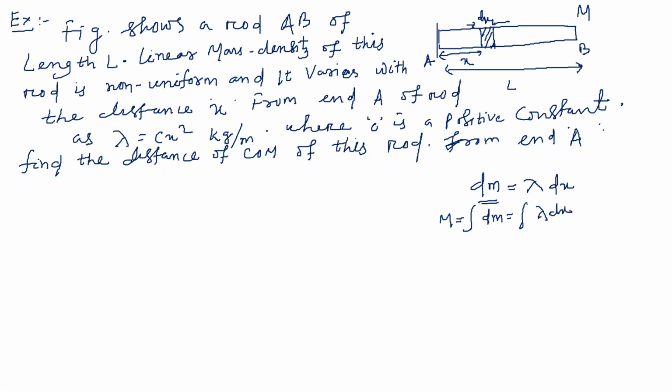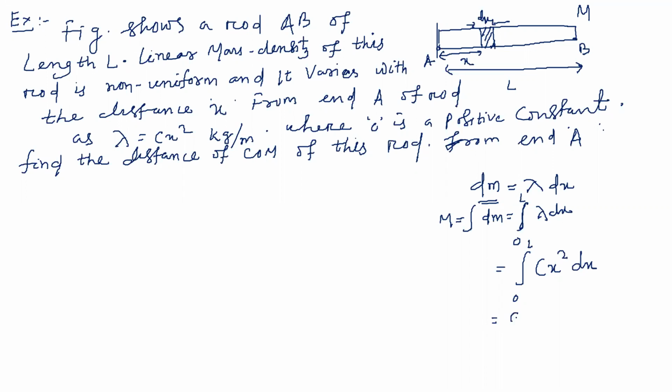And that dx length is varying from what to what? From 0. If it is at end A, the length is 0. If it is at end B, then the length is 0 to L. dx is varying from 0 to L. Okay. And that lambda is how much? Cx square. Cx square dx, 0 to L. See properly.